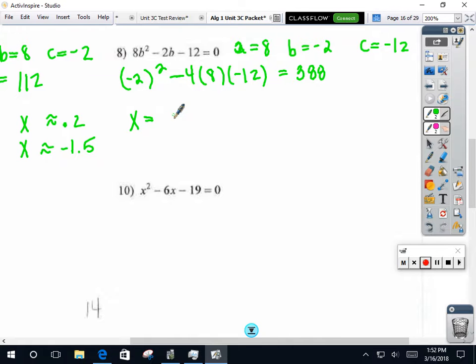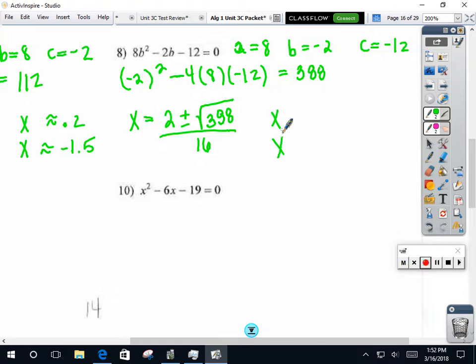X equals what? Your b is already negative. So when you plug it in the formula, it turns it into a positive 2. Plus or minus the square root of what, Marcus? What goes up under here? Good. All divided by what? 16. Now you just type it in.